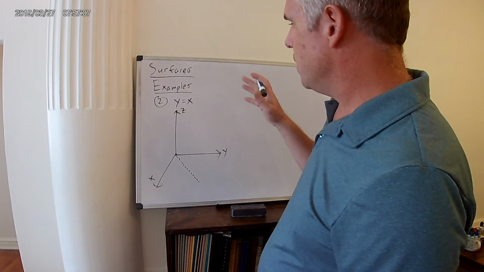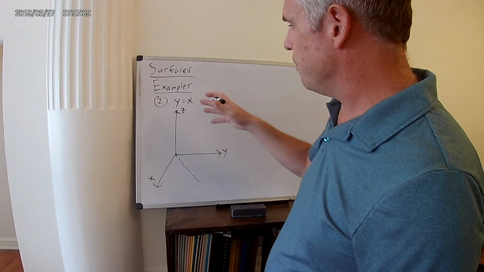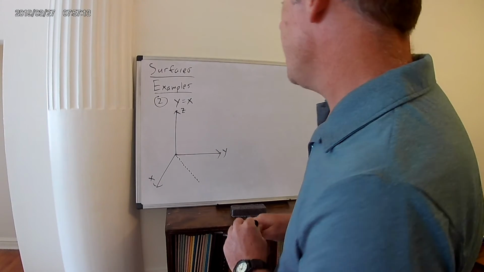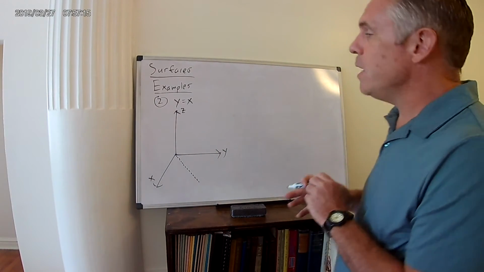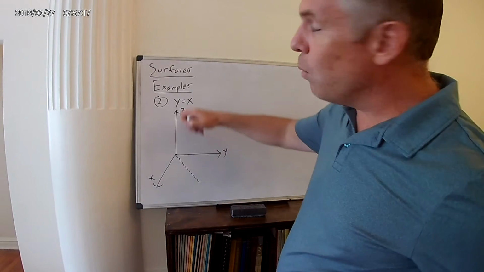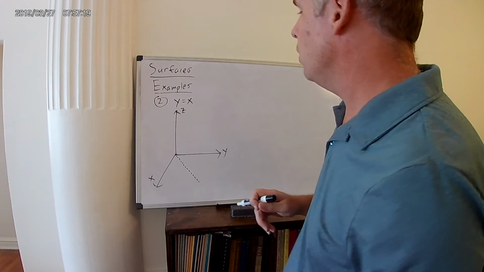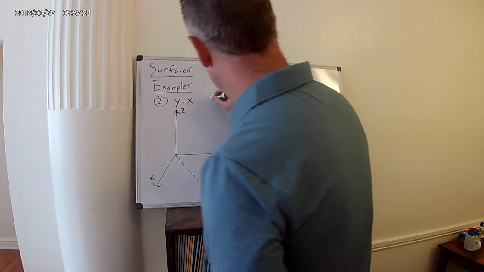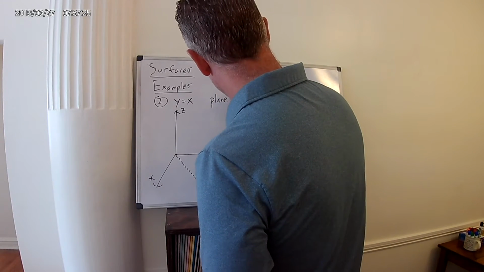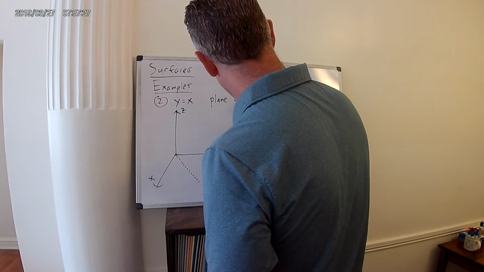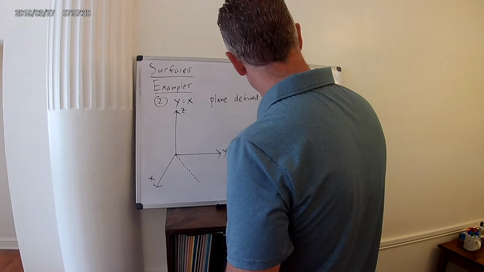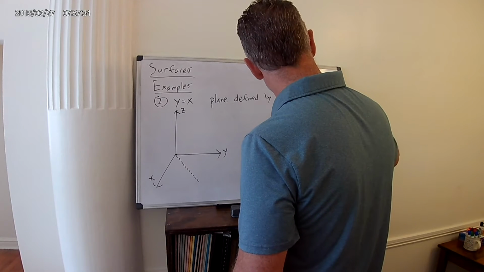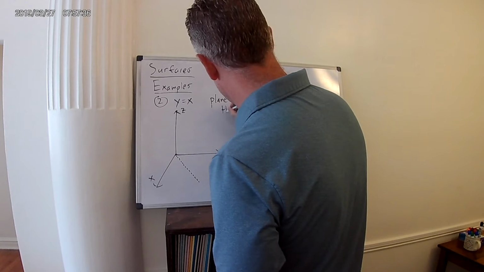So we know that the points defined by the surface have to lie along this line. And z can be anything we want. So any point along the z-axis is allowable. And so what this actually is, it's a plane. This is a plane that's defined by the y equals x line and the z-axis.